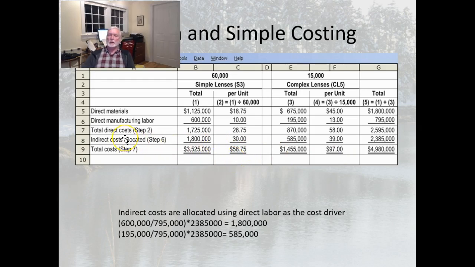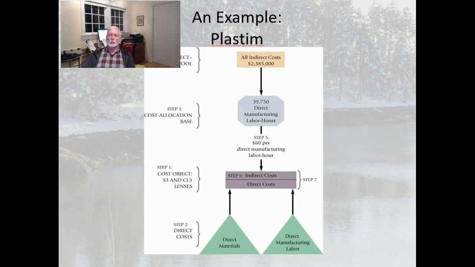We've taken all of our indirect costs, we've put them together in a pool, and then we've allocated the pool using a cost driver, and in this case we used direct labor as the cost driver. So we've used that ratio of 600 to 795 and 195 to 795 to allocate the indirect costs. That's a standard or a simple costing system. And it works in some cases. It can give you a pretty darn good answer, and it's not that hard to do. We can do that without spending a huge amount of time and effort to allocate those costs.